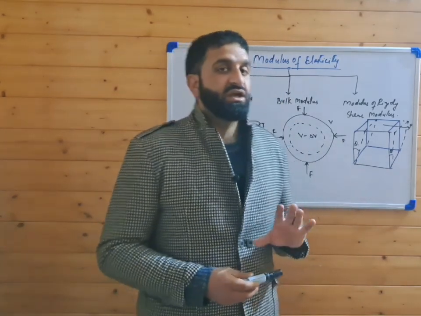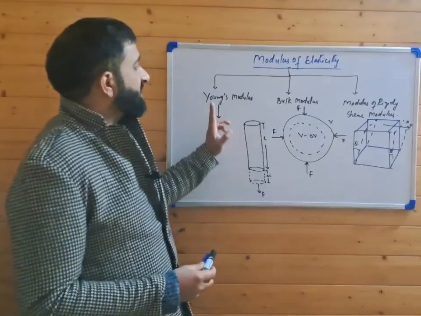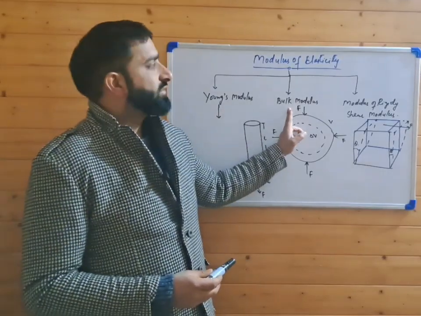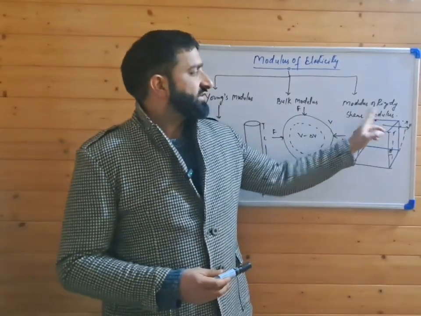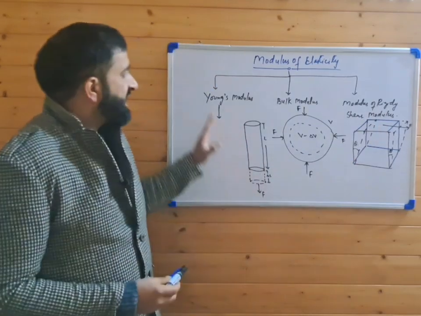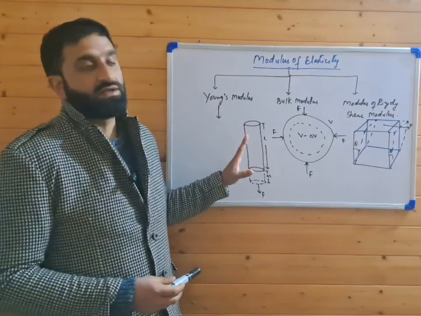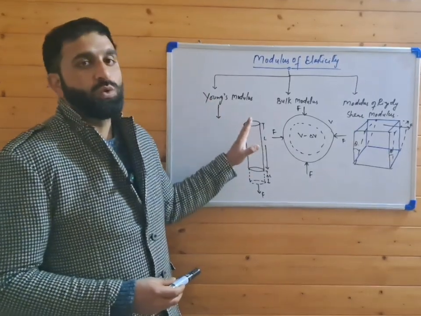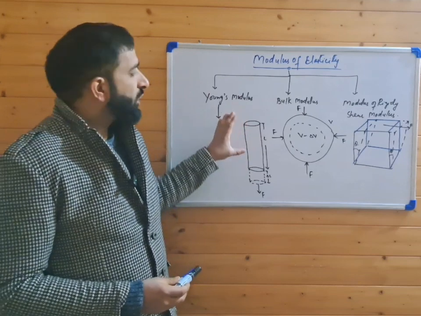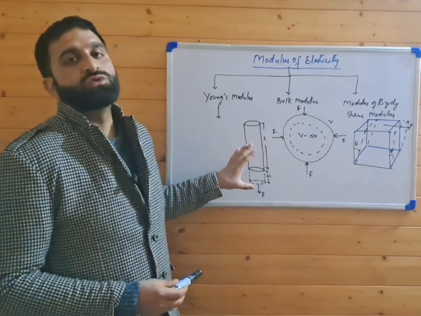We have got three moduli of elasticity. One is Young's modulus, second one is bulk modulus, and third one is modulus of rigidity or shear modulus. The Young's modulus is defined for solids only, and it is the ratio of normal stress to longitudinal strain.